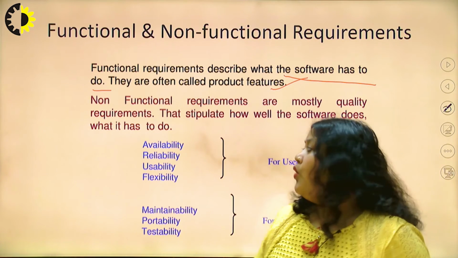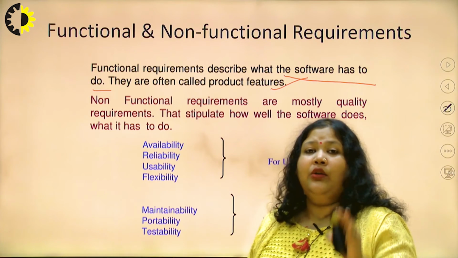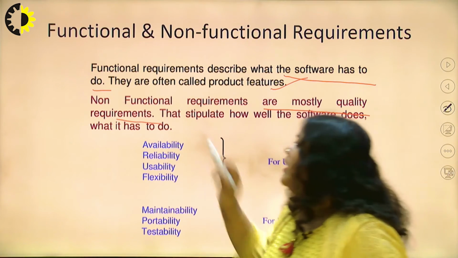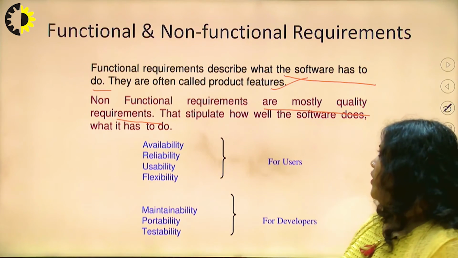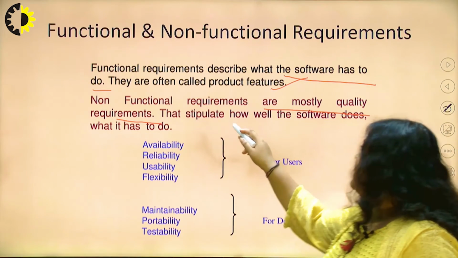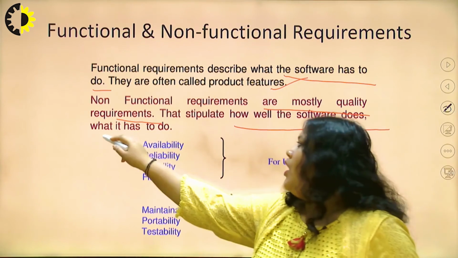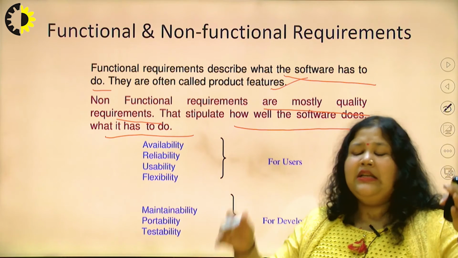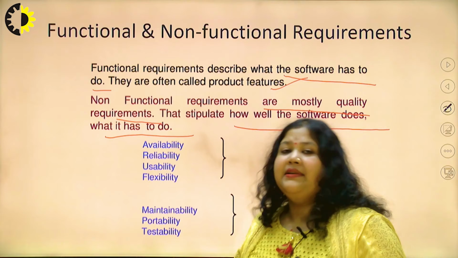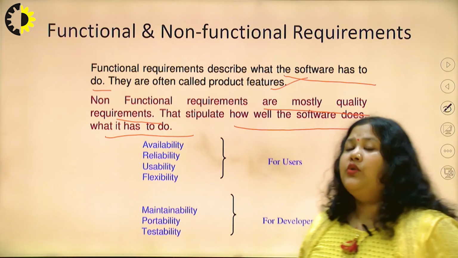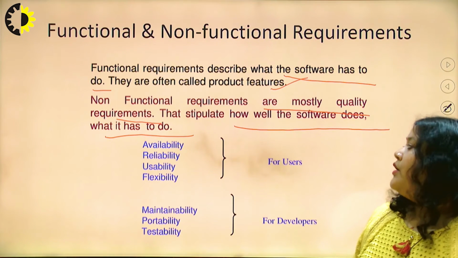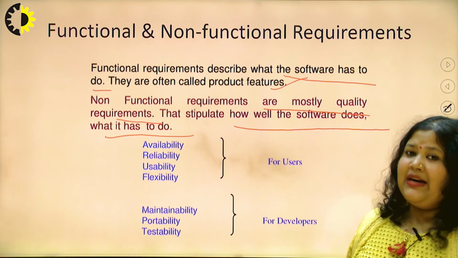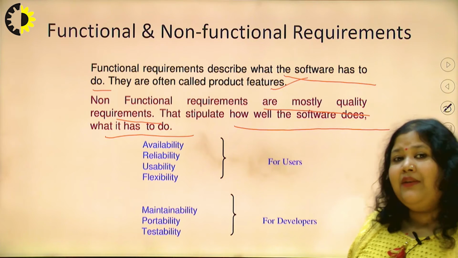Non-functional requirements are those completely dependent on quality. So these are mostly quality requirements. Non-functional requirement means how well the software does what it has to do. These requirements totally emphasize the quality functions. So basically, these non-functional requirements are divided for the customer side and for the developer side.